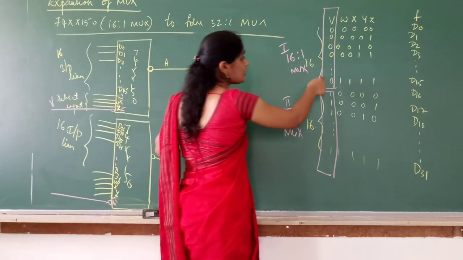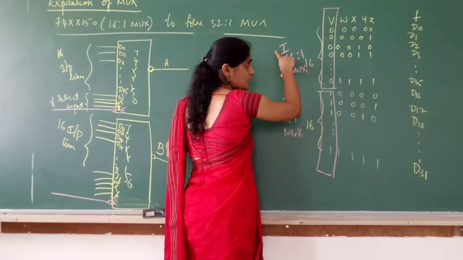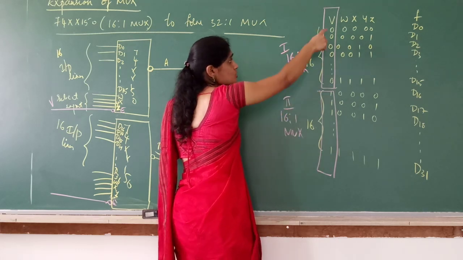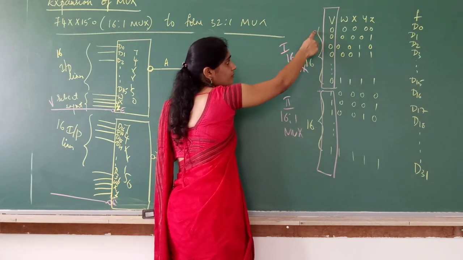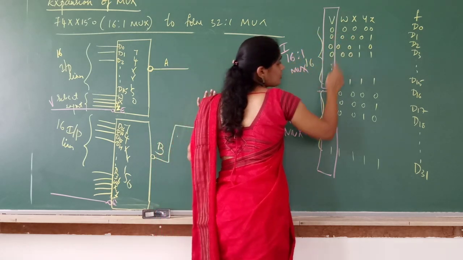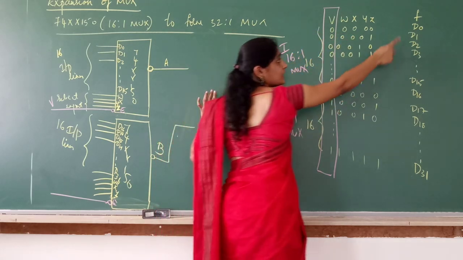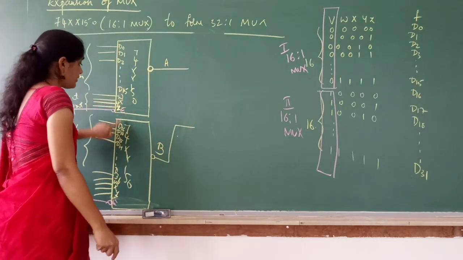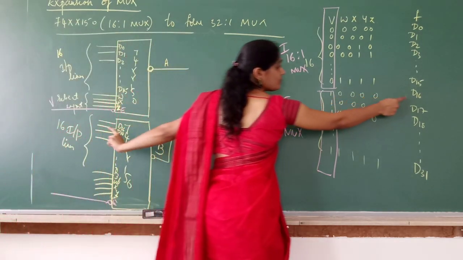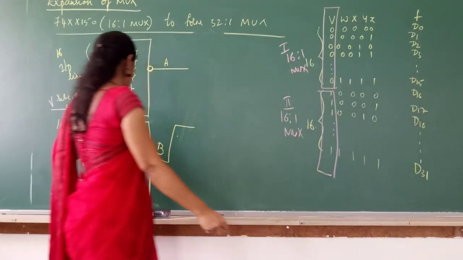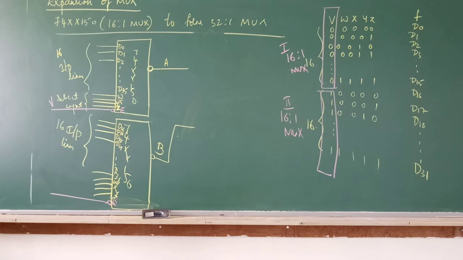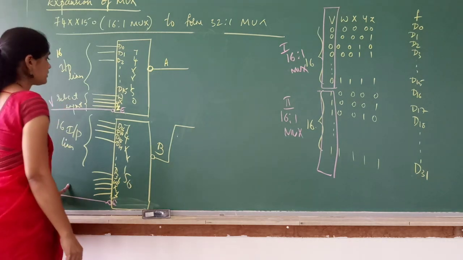So V will be equal to 0 for the first 16 combinations. So the first multiplexer will be used here. For the next, the second mux. So from 0, 0, 0, 0, 0 to 0, 1, 1, 1, 1, you are going to get D0 to D15. For the next 16 combinations, you are going to get D16 to D31.